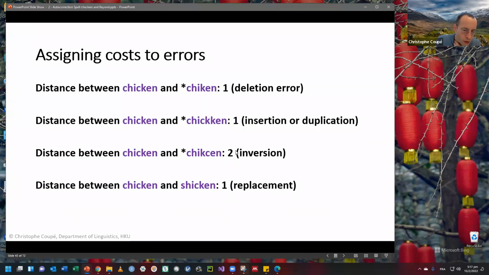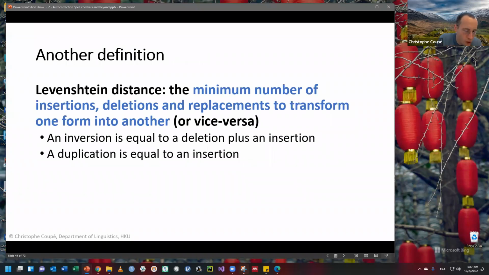Inversion, the cost is 2, because it's like you drop one letter and you insert it somewhere else. So it's 1 deletion. Here you could delete C and then insert it somewhere else. Or you could delete K and insert it before the C. And then that would be 2 elements. If you delete 2 letters, then it's the cost of deleting 1 letter plus the cost of deleting another letter. So that's 1 plus 1, that is 2. So it's the number of modifications you make to go from one form to the other. And it goes in both ways. The distance between X and Y is the distance between Y and X.